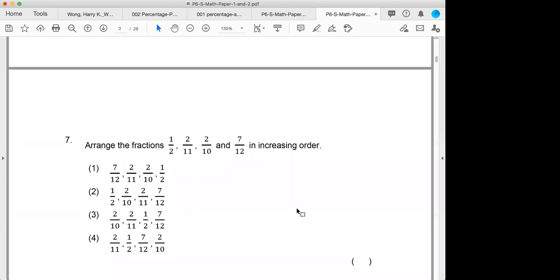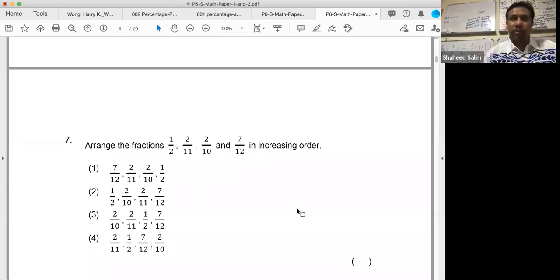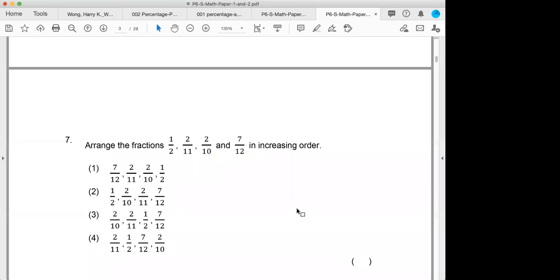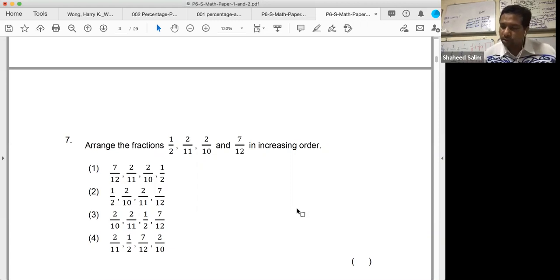Increasing smallest to biggest, right? Yes, increasing smallest to biggest. You increase in size, you are small, you grow bigger and bigger and bigger. Number two. Number two, says Miss Shafika.